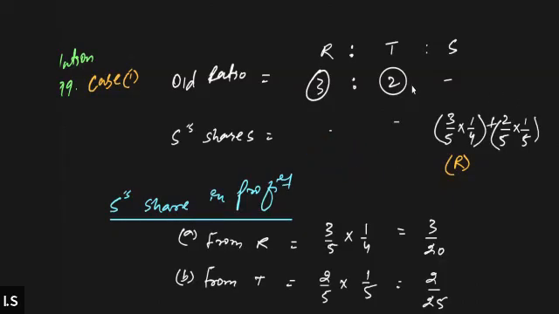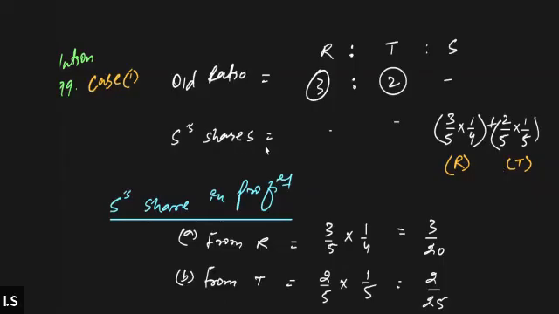On the other hand, T is also promising that he will be giving 1/5 of his share. So what is the existing share of T? It is 2/5. Is that correct? And he is promising 1/5 of his share. So that means S is going to get this much of share from T. Adding the amount of share that he is getting from R and T, both will be S's added share.